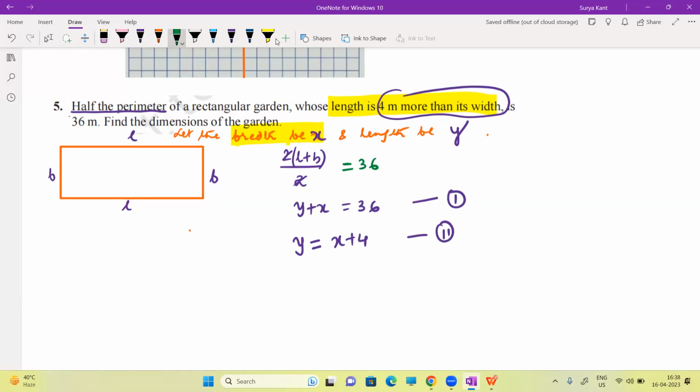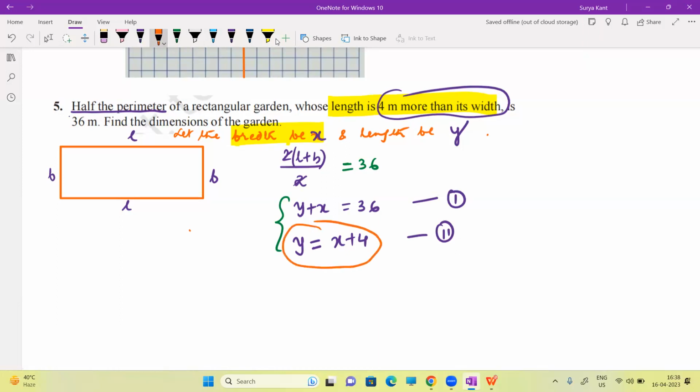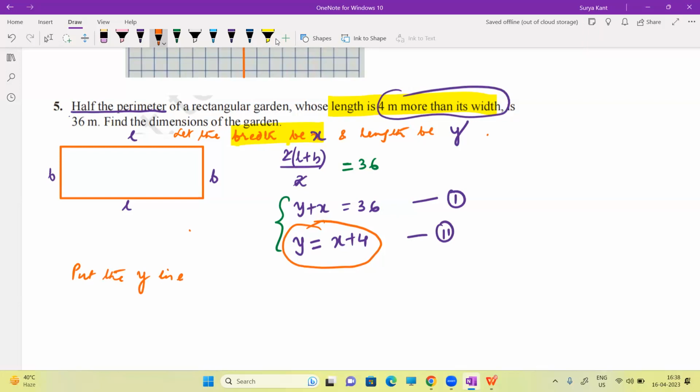Yes, tell me, Hansini, how to solve these two equations by the substitution method? What is the first step? Can you hear me? Yes, I can hear you. We can write y is equal to 36 minus x like that. You can write it that way, but see, y is already given as x plus 4, so put the same y value in equation number 1. So x plus 4 plus x is equal to 36.